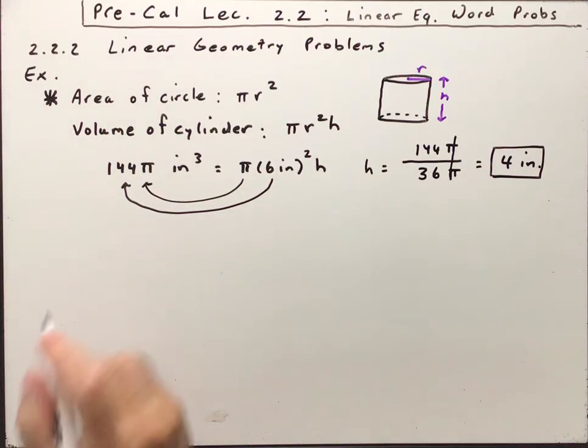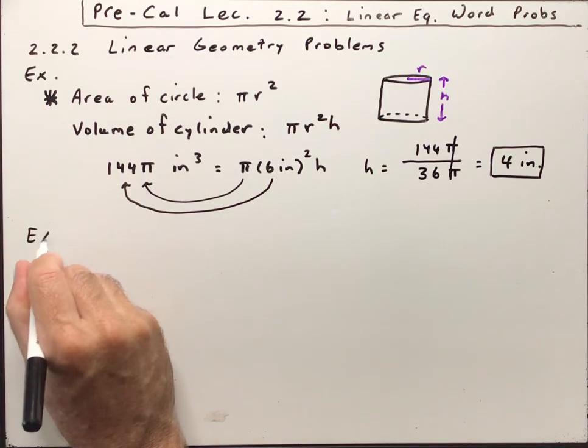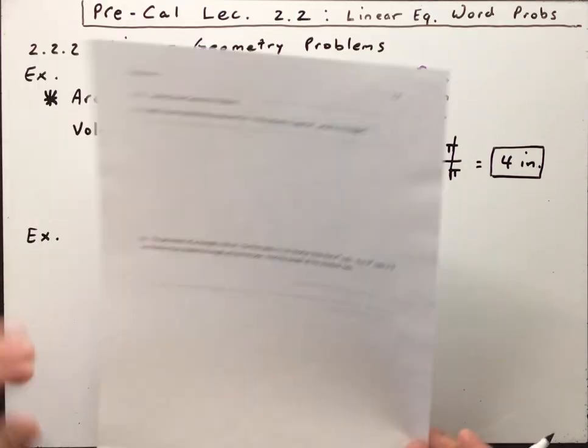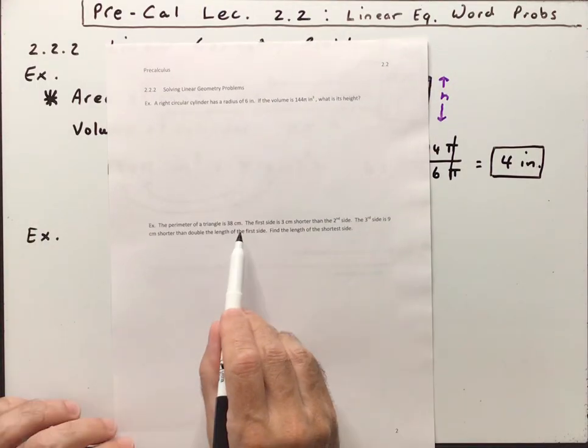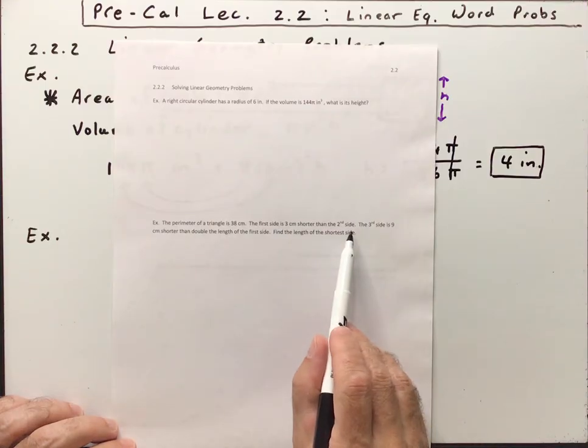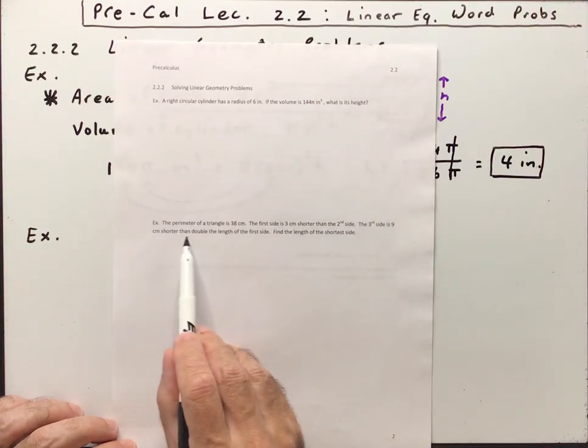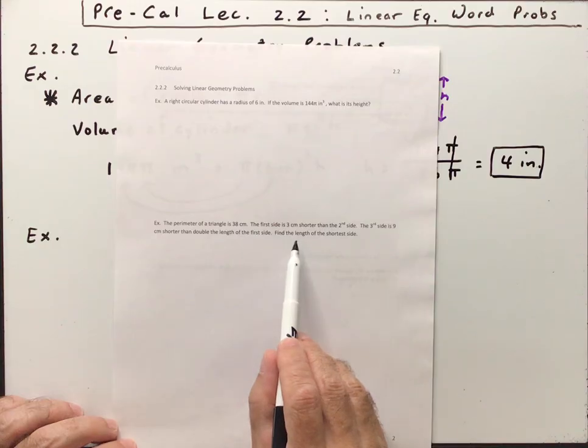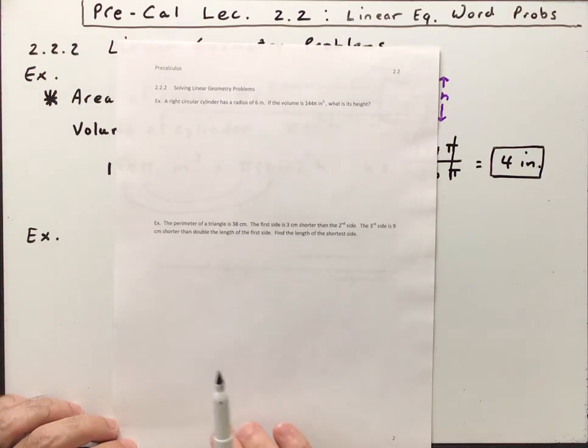All right, and then our second example, and this is the last one of this nice short little lecture, says the perimeter of a triangle is 38 centimeters. The first side is 3 centimeters shorter than the second side. The third side is 9 centimeters shorter than double the length of the first side. Find the length of the shortest side.